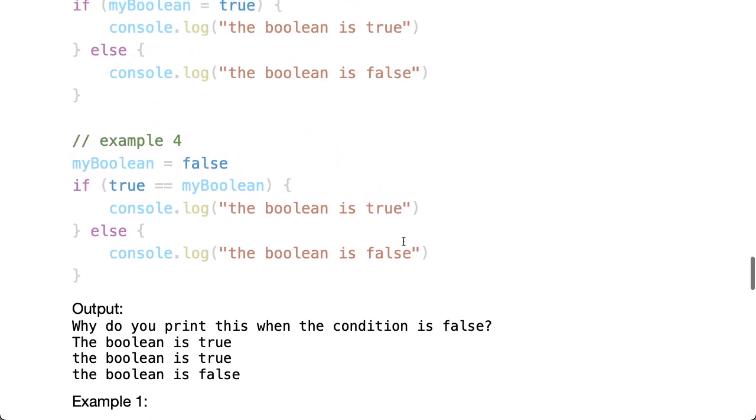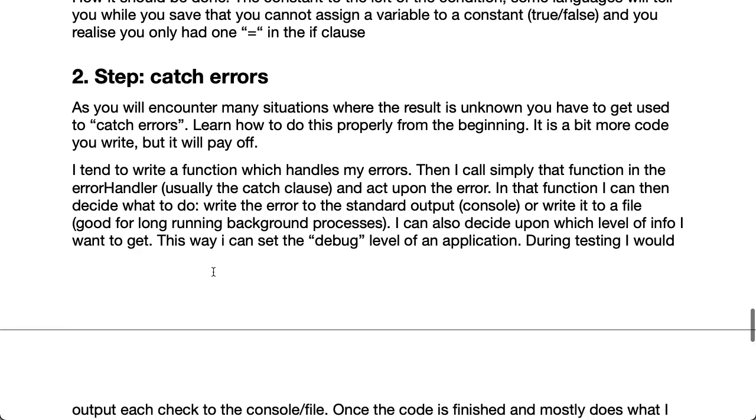Actually, one thing I wanted to point out. Usually, if you have a condition with a constant, in this case true, then put the constant on the left-hand side. Because if you just forget one of the equal signs, some of the languages will tell you that you cannot assign a variable, in this case my Boolean, to a constant, and they will figure out that there is a missing equal sign. So that's one tip which helped me quite a lot in the past.